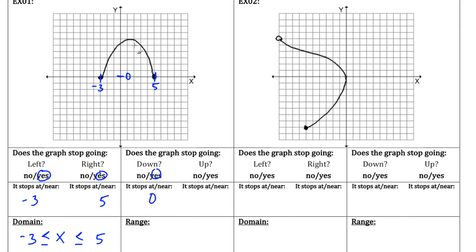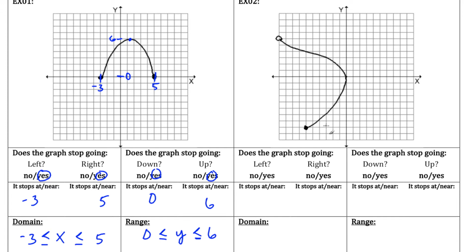Does it stop going upwards? Yes, right here. 1, 2, 3, 4, 5, 6. So it's going upward at 6. So all the y values are between 0 and 6. It can actually be 0. It's 0 right here and right here. And it's 6 right here, so it's less than or equal to 6. Okay? Let's look at example number 2.